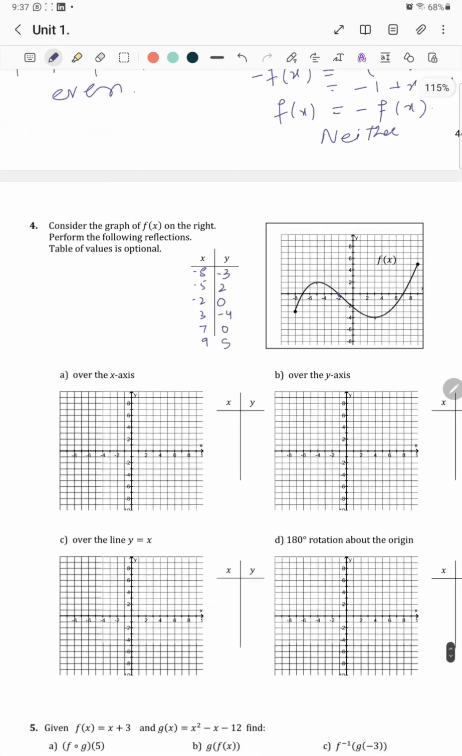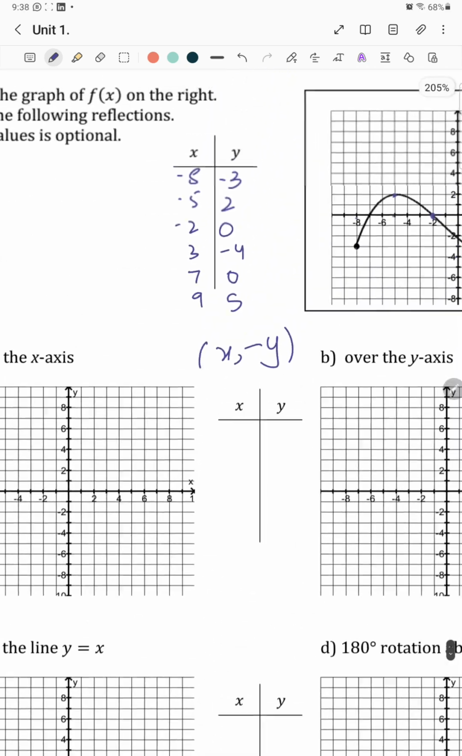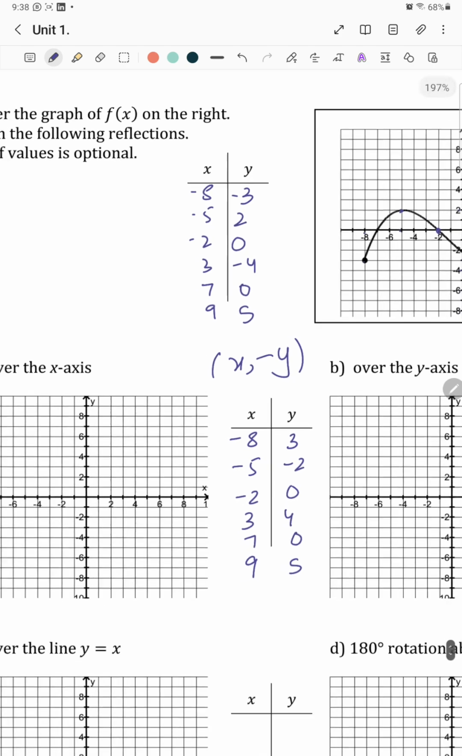So reflection over the x-axis means multiply y with the negative sign. Remember, we need to do it like this. The x values are -8, -5, -2, 3, 7, 9. The y values become 3, -2, 0, +4, 0, and -5.